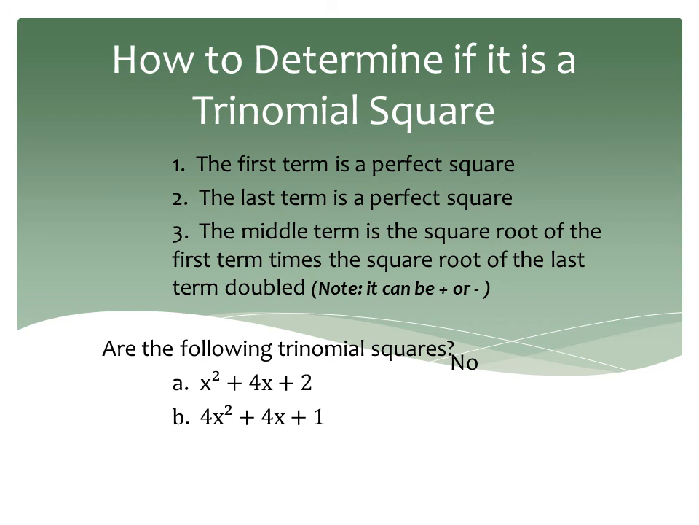Okay, let's go through it together, see if we arrive at the same answer. So, the square root of 4x squared, well, the square root of 4 is 2. The square root of x squared is x. So that's a perfect square. Let's look at our last term, 1. We know that 1 is a perfect square. So now we have to take the square root of 4x squared, which is 2x, and multiply it by the last term, which is 1. So it stays 2x, and double it. And is that 4x? Yes. So that is a perfect square.